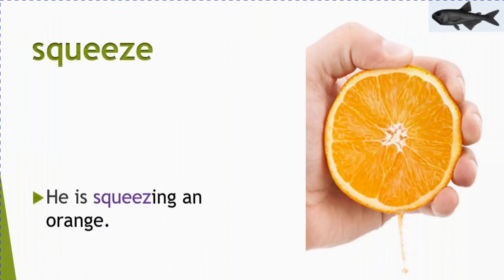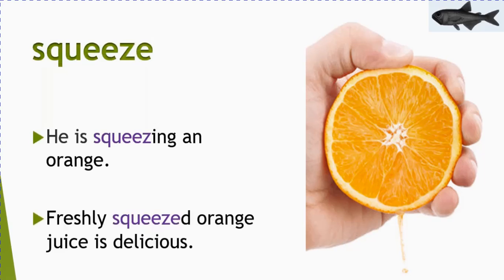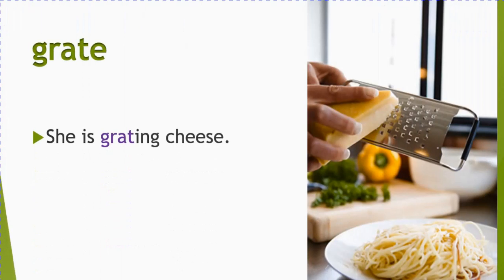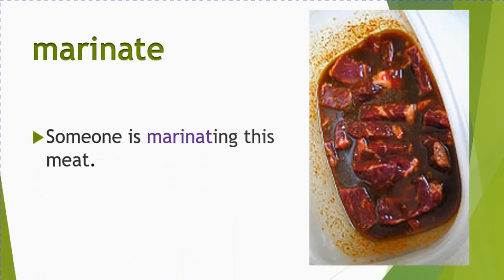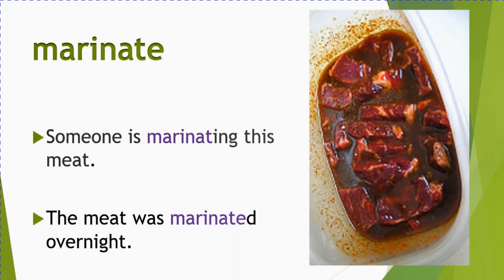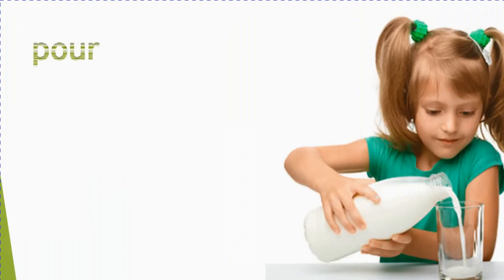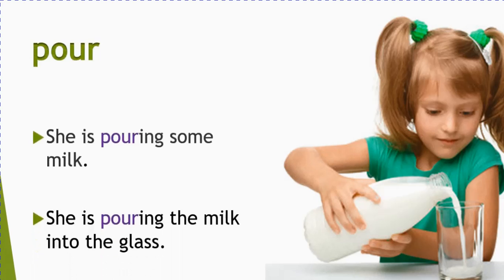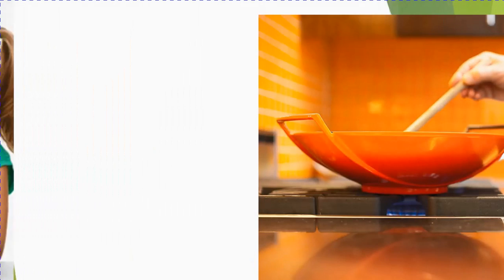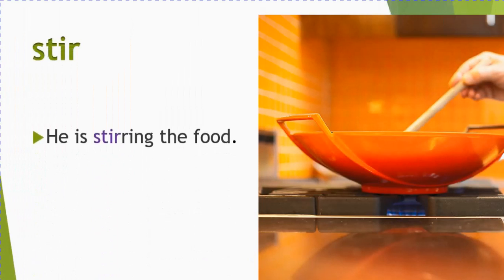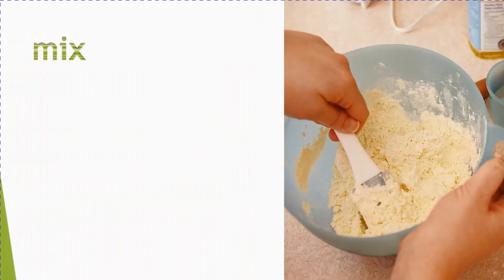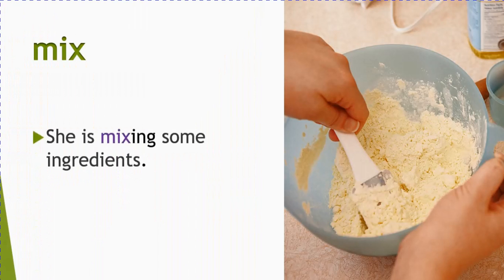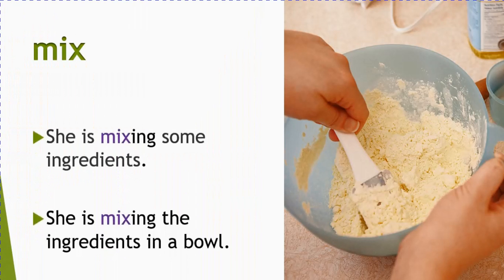Squeeze. He is squeezing an orange. Freshly squeezed orange juice is delicious. Grate. She is grating cheese. Grated cheese is delicious on pasta. Marinate. Someone is marinating this meat. The meat was marinated overnight. Pour. She is pouring some milk. She is pouring the milk into the glass. Stir. He is stirring the food. He is using a wooden spoon to stir the food. Mix. She is mixing some ingredients. She is mixing the ingredients in a bowl.